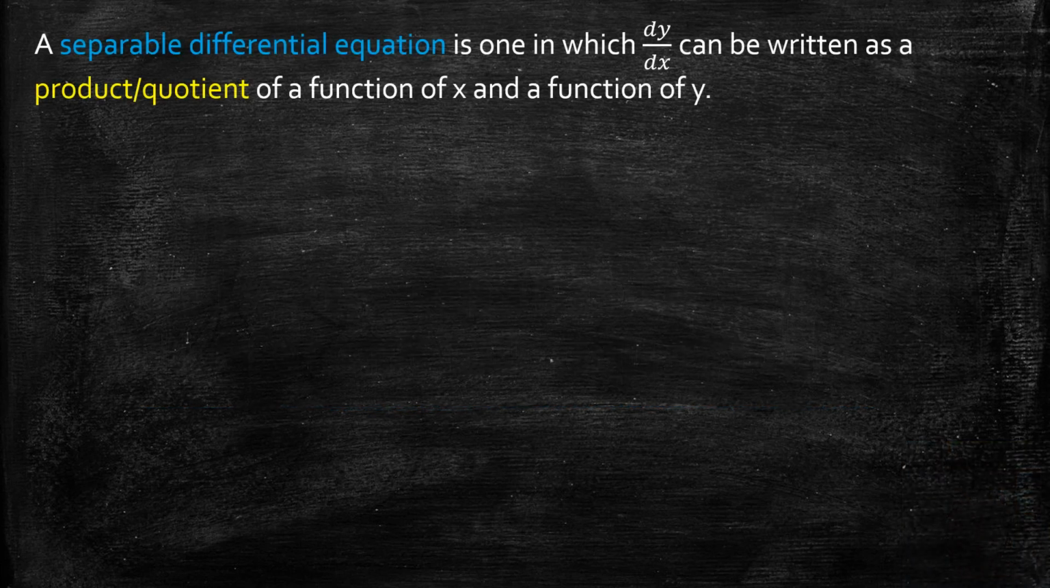So let's first distinguish between what is a separable differential equation and what isn't, by understanding the definition of one. It's one in which dy by dx can be expressed as a product of two functions, one of x and one of y. And implied in all this is that we're dealing with first-order differential equations. That's one in which only the first derivative appears, no higher-order derivatives. So here's an example. And why is this separable?